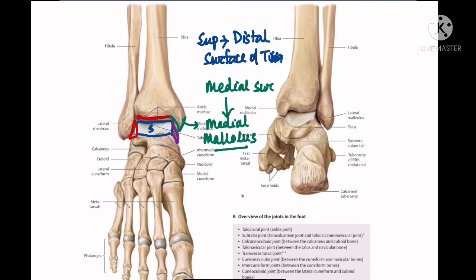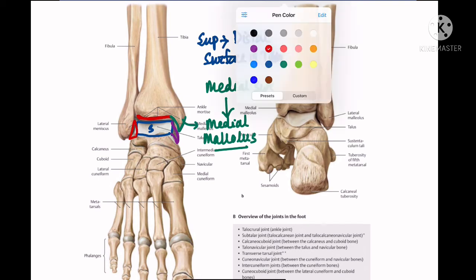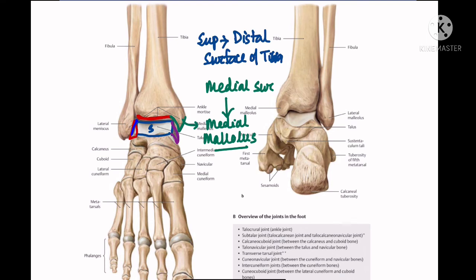Similarly, the lateral surface. What about the lateral surface? The lateral surface articulates with the articular surface of the lateral malleolus, which is the lower end of the fibula. So the lateral surface articulates with the lateral malleolus. So the superior surface articulates with the distal end of the tibia, the medial surface with the medial malleolus, and the lateral surface with the articular surface of the lateral malleolus.